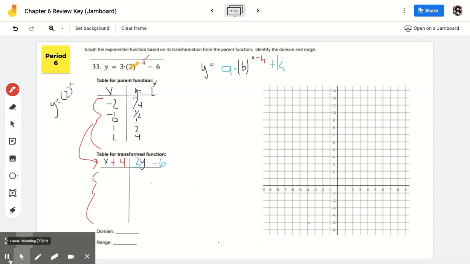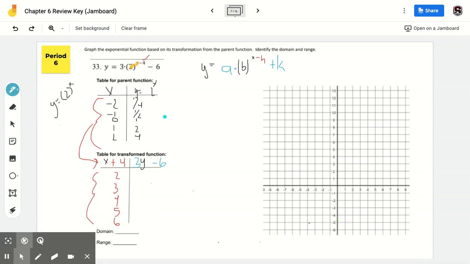I'll pause and see what you get. 2, 3, 4, 5, 6. Now a good check, if you did this correctly, is that if I plug in the middle number, my exponent turns to a 0. Does that happen? If I put in a 4, 4 minus 4 is 0. So that's a quick little check to make sure I did it correctly.